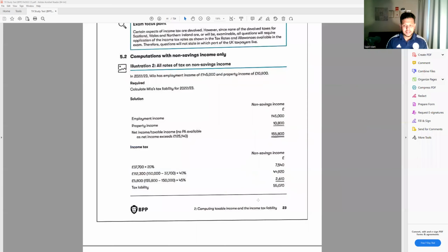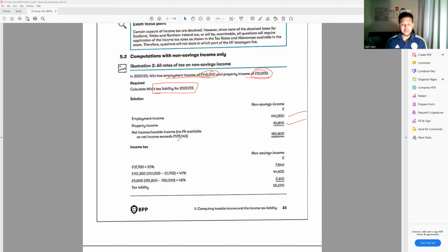All right, so if you look at this example, it says non-saving income only. All rates of the tax on non-saving income. In 2022/23, Milo has employment income, that means non-saving income, and property income. So both are non-saving, employment and property: 145,000 plus 10,800. Calculate Milo's tax liability. It's quite simple. They didn't give any additional information. So employment income 145,000 and property income 10,800, and my total income is 155,800.